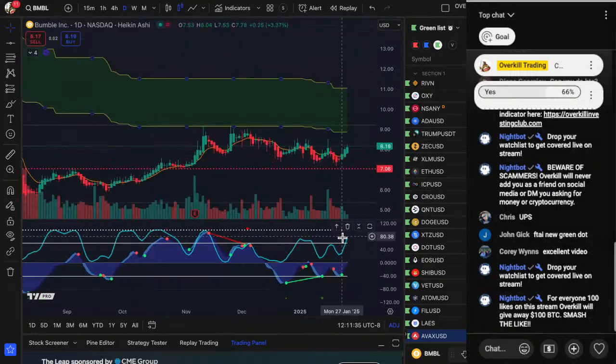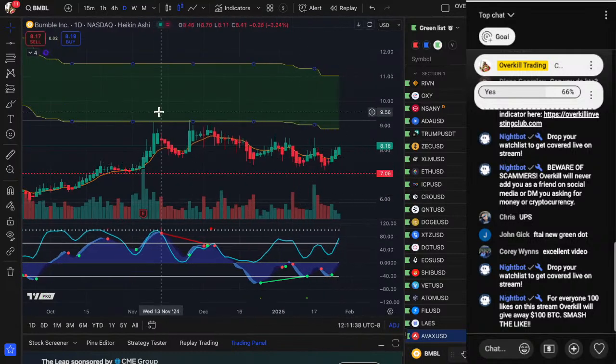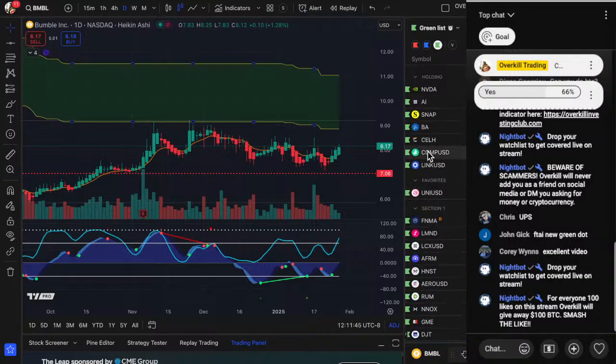But $7 is the major support you want to watch. As long as 7 holds, that one looks good. Uniswap is my biggest held altcoin. Let's go, baby. Yep, Uniswap looks really good. And it's a good play on Ethereum too. Really good play on Ethereum.